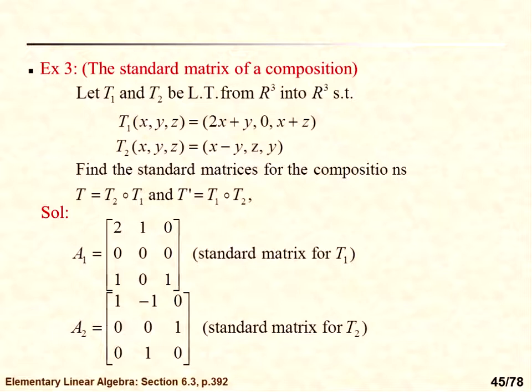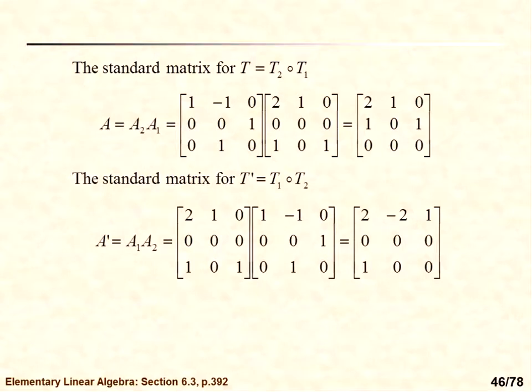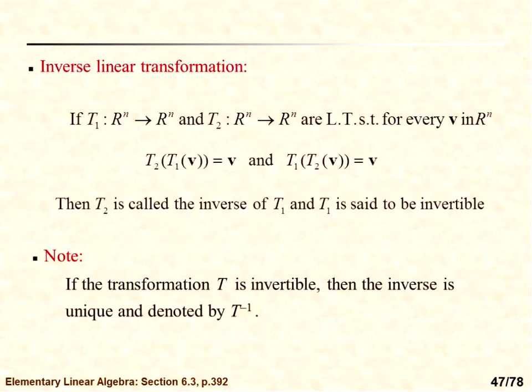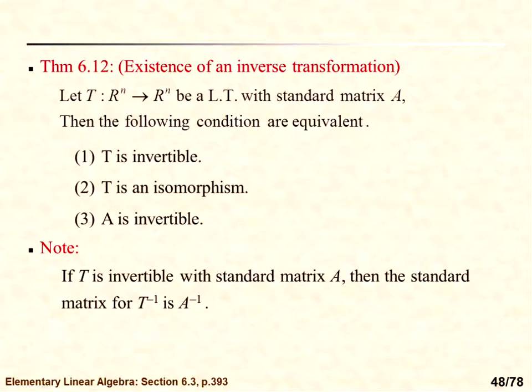So this is a proof, and there are some questions. Let T1 and T2 be linear transformations from R3 into R3 such that T1 is given by equation number 1 and T2 is given by this one. Find the standard matrix for the composition T2 ∘ T1. We can define the matrix as in the previous slides, and in the same manner we can write the matrix for transformation number 2. Multiply these, and we can see the whole transformation.